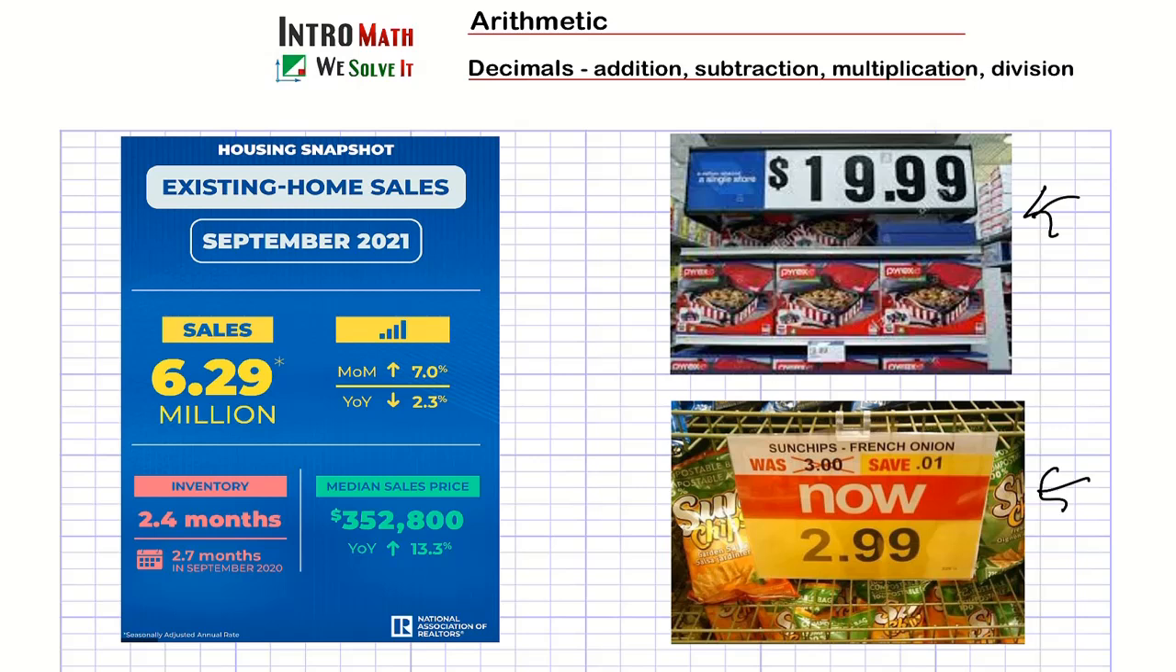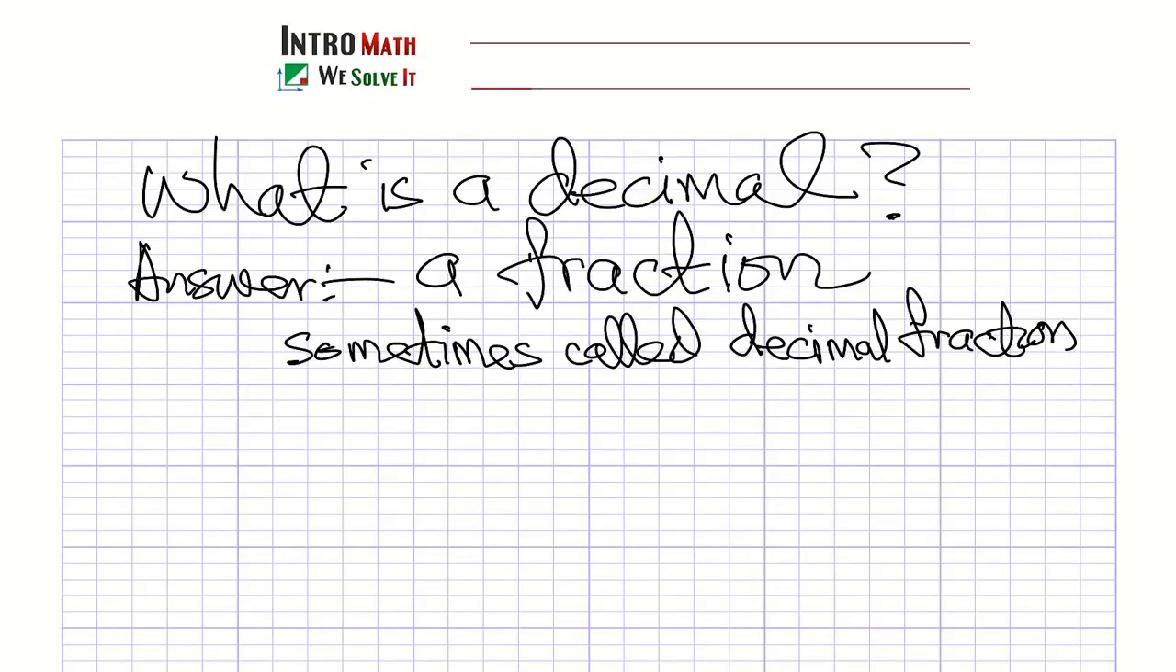But anyway, let's continue. I'll define what is decimal. All right, we know that decimals are everywhere now. The question is, what is a decimal? The simple answer is decimal is a fraction. Sometimes it is called decimal fraction. So the same thing. For example, I'm going to give you an example.